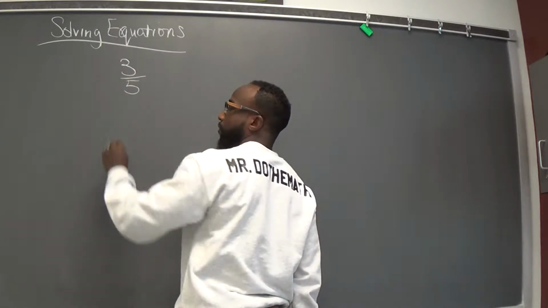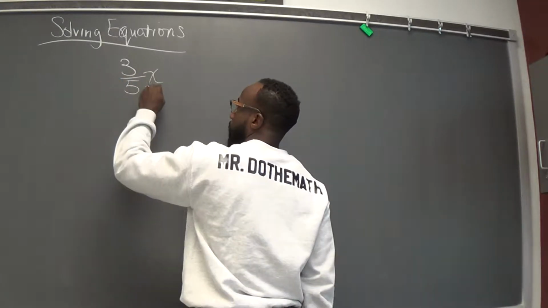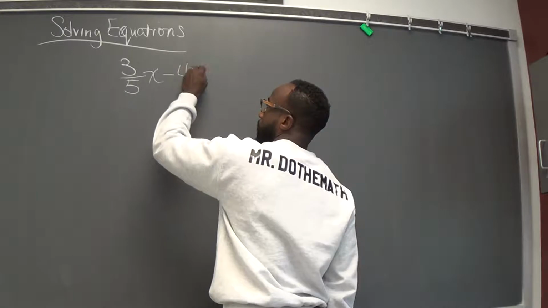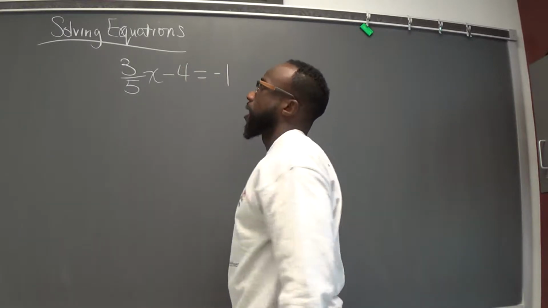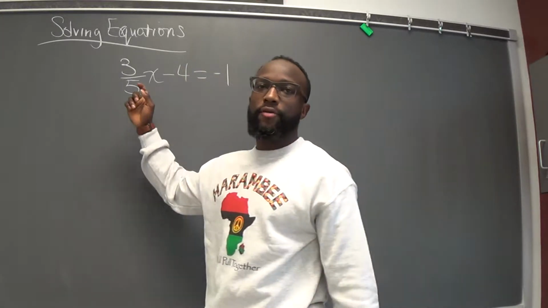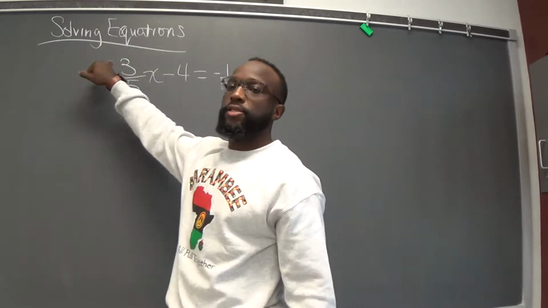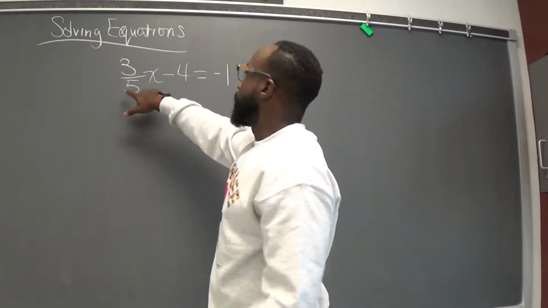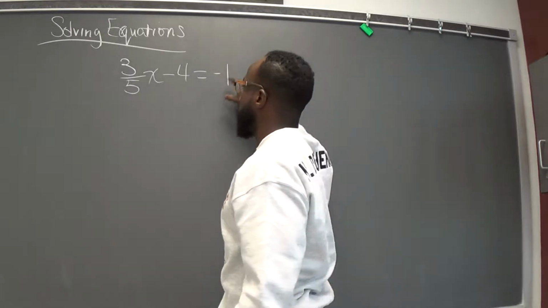3/5 x minus 4 equals -1. A lot of people will be afraid of this problem for the simple fact that you have this fraction here, right? Whether the fraction is here or not, we're going to follow the same steps.